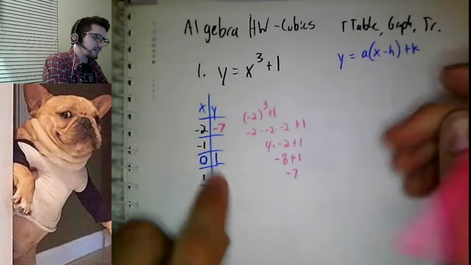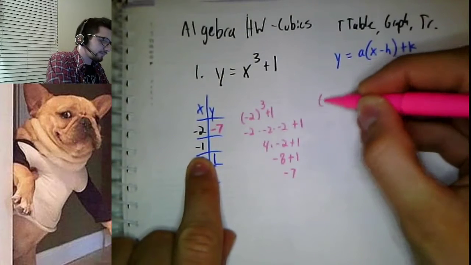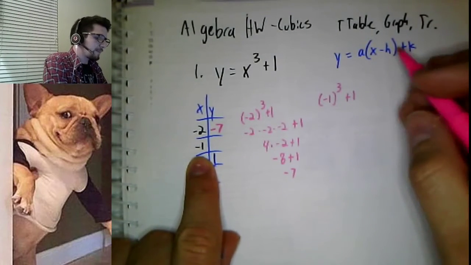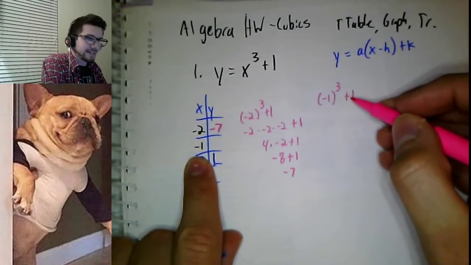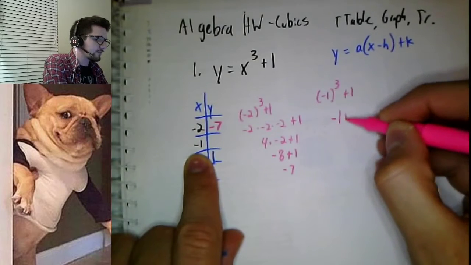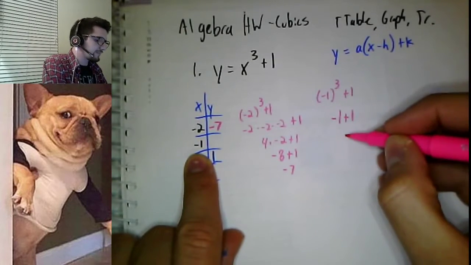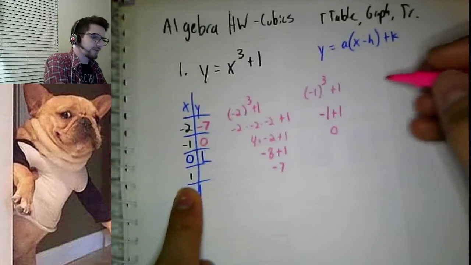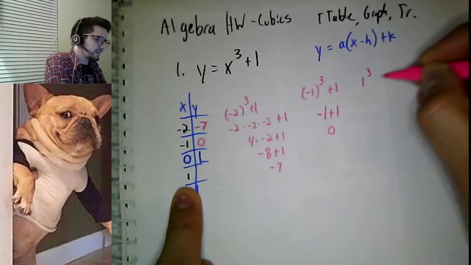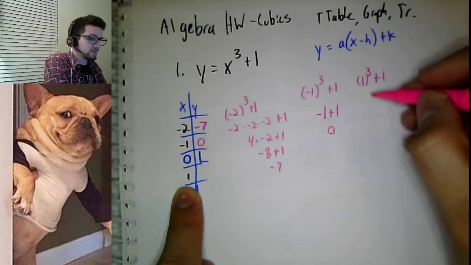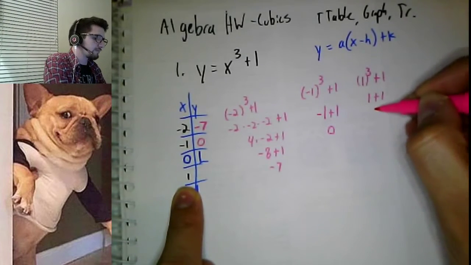Let's talk about if we plugged in negative 1. If I cubed negative 1, then added 1, negative 1 times negative 1 is positive 1, and then positive 1 times negative 1 keeps me at negative 1, plus 1 gives me 0. If I plug in a positive 1, 1 cubed plus 1, well, 1 times 1 times 1 is still 1, plus 1 gives me 2.